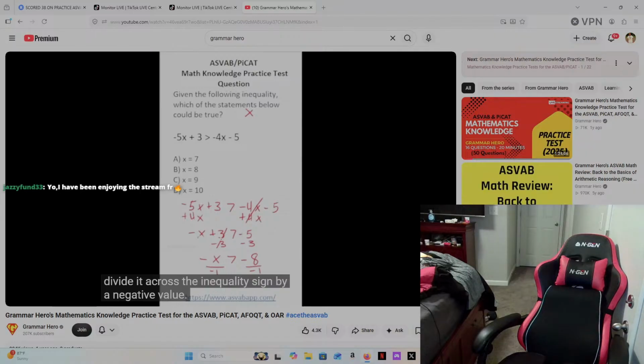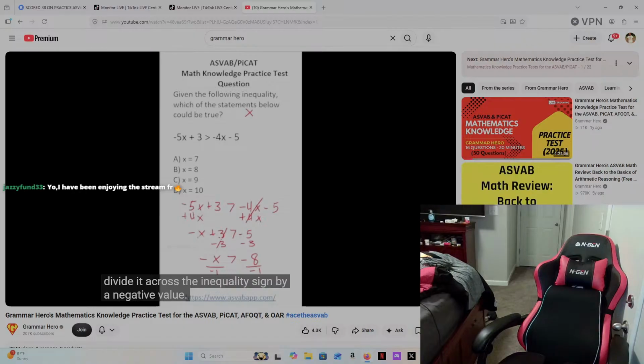This math knowledge practice test question for the ASVAB and PiCAT says, if x plus 1 equals 3, then x equals. And some of you might be saying to yourself, Grammar Hero, why are you posting a question that's this easy? And I just want to remind you that the ASVAB and PiCAT are both computer adaptive tests.